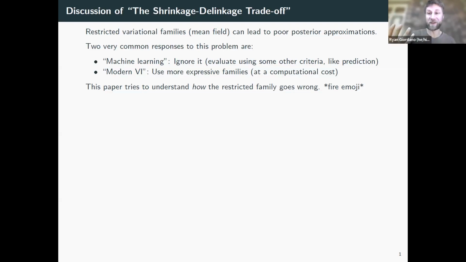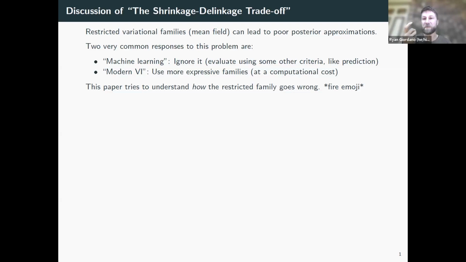And so in response to this now widely acknowledged fact, there are two very common responses. The first I might call the machine learning response, which is to ignore this problem. You use your variational approximation, you plug it into your process, but you evaluate whether or not it's doing a good job according to some criteria other than the actual posterior. For example, you could model its predictive accuracy. This is basically something that latent Dirichlet allocation does, for example, and that's great if that's what you're interested in. Another approach, which I would just call modern variational inference, is to use more expressive families. So for example, normalizing flows might fall in this category.